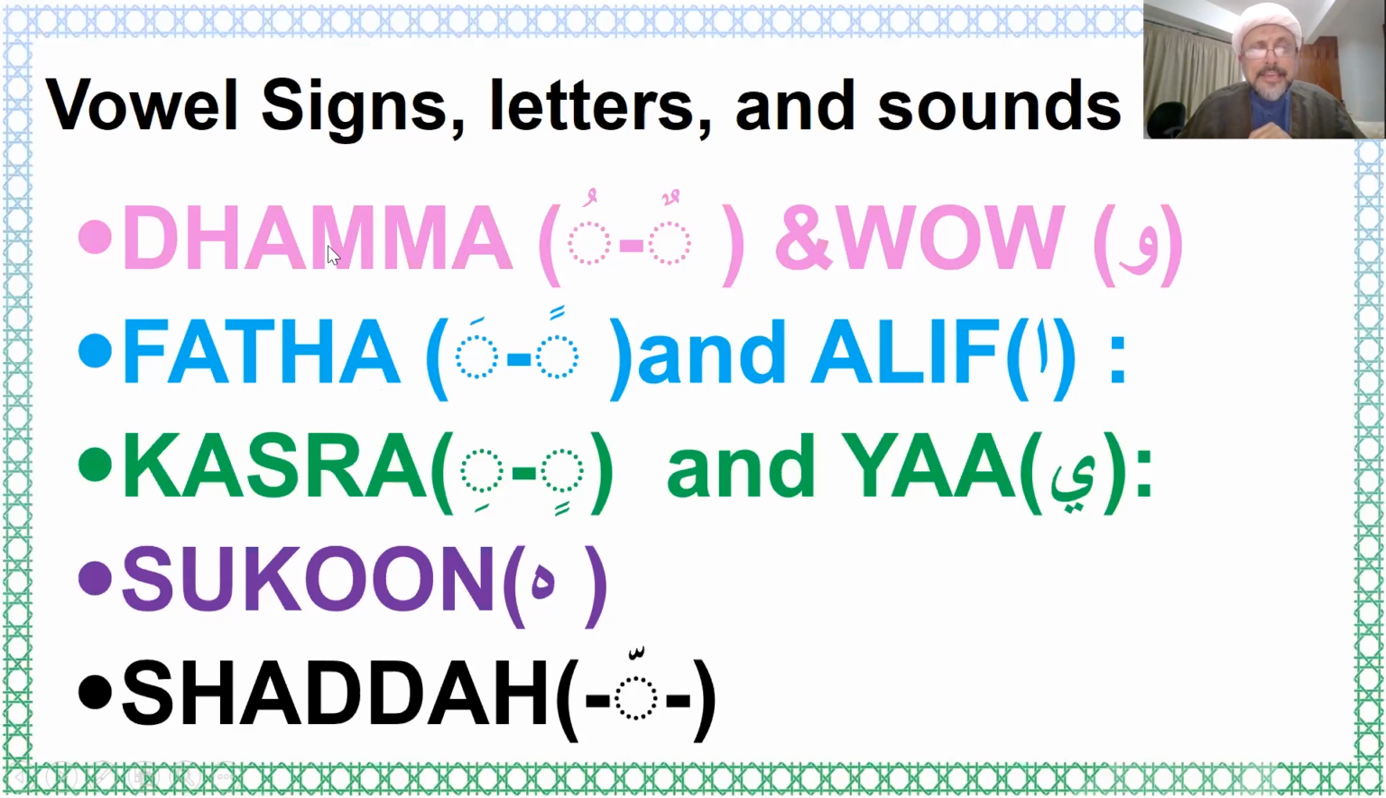Usually, these three signs are signs of a noun. A noun could be Muhammadun, Muhammadan, Muhammadin. But a noun can never be Muhammad with sukoon. No, there's no noun with sukoon. Okay? So nouns can take these three colors.